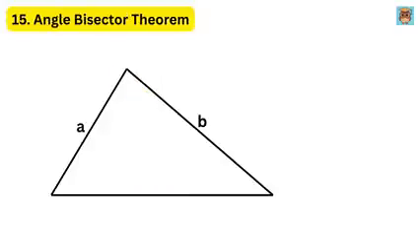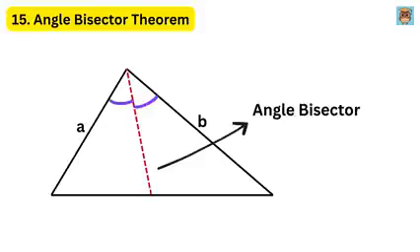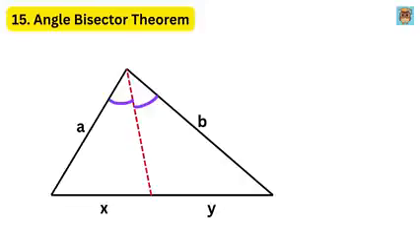15. Angle bisector theorem. It says that if you draw a line inside a triangle that cuts an angle into two equal parts, this line is called an angle bisector, then it divides the opposite side into two segments that are proportional to the other two sides of the triangle.